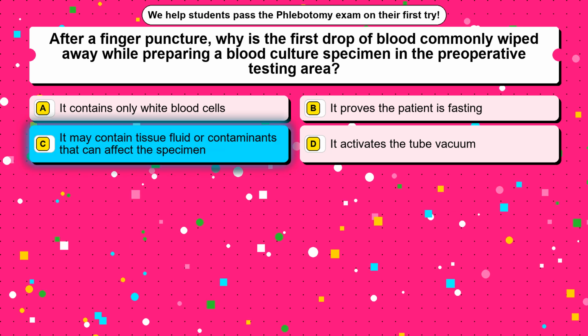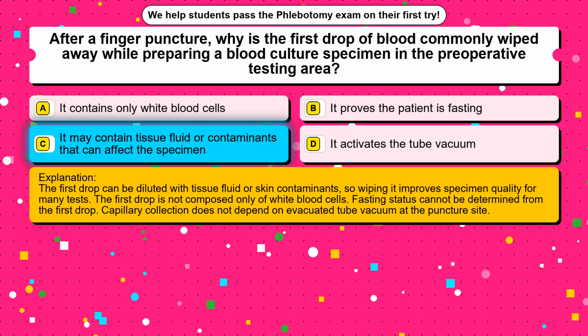The correct answer is option C. It may contain tissue fluid or contaminants that can affect the specimen. The first drop can be diluted with tissue fluid or skin contaminants, so wiping it improves specimen quality for many tests. The first drop is not composed only of white blood cells. Fasting status cannot be determined from the first drop. Capillary collection does not depend on evacuated tube vacuum at the puncture site.